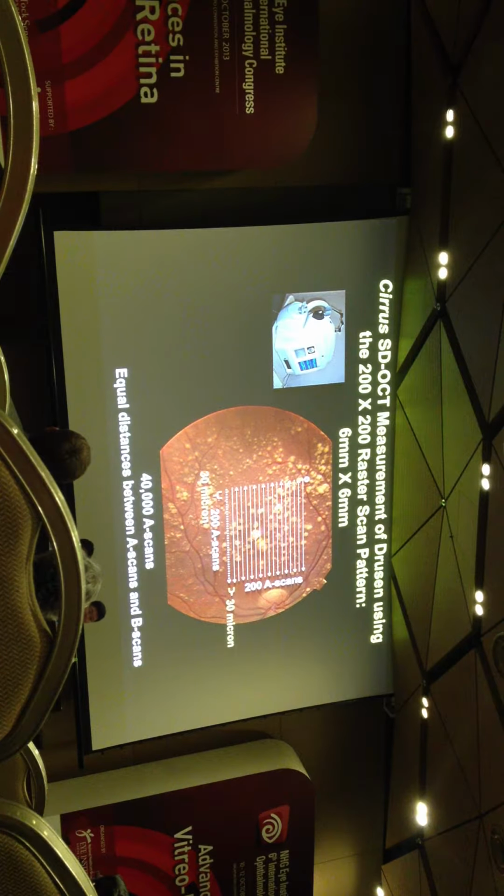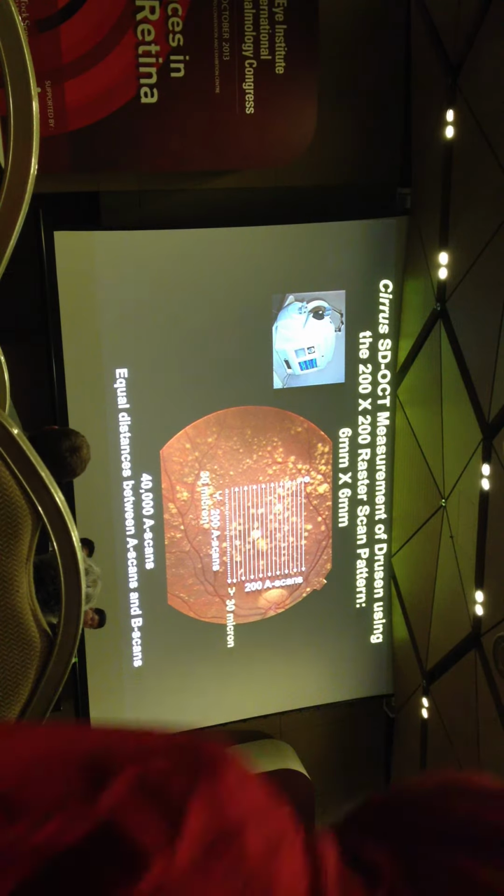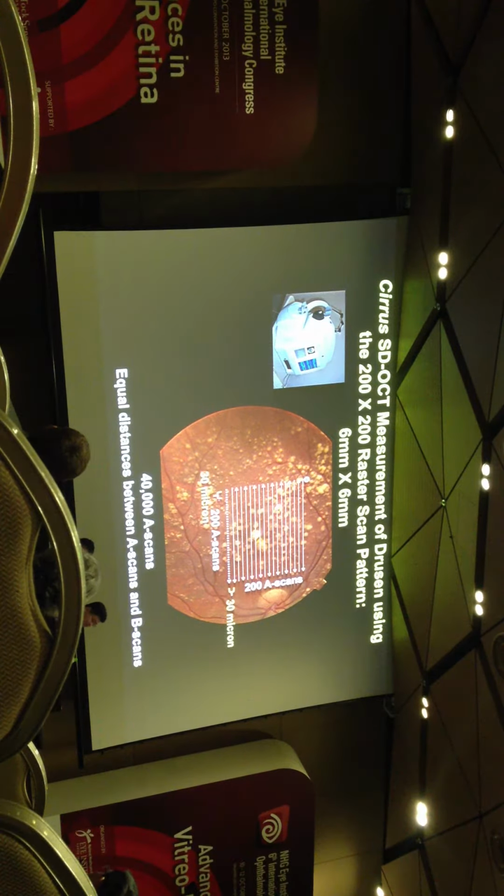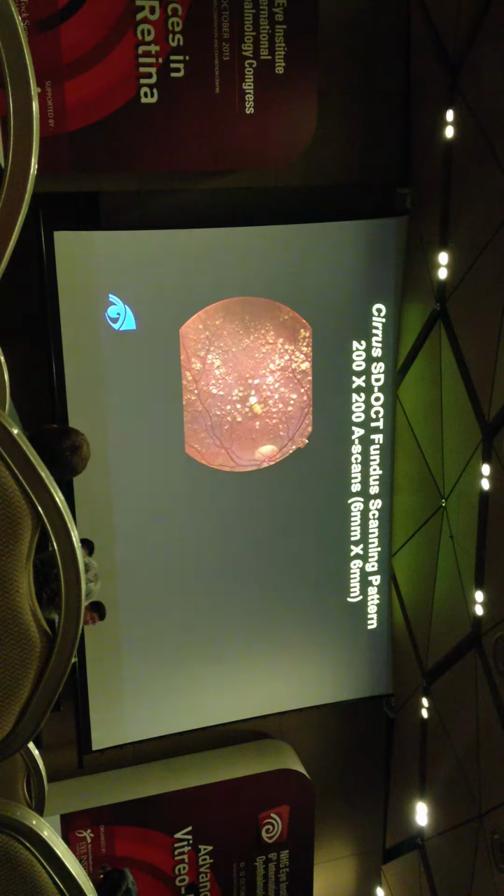So here's how our research in drusen has benefited our ability to follow patients with pigment epithelial detachments. When we perform Cirrus raster scanning, we always perform this 200 by 200 raster scan approach in which each A scan is separated by 30 microns and each B scan is separated by 30 microns. So that gives us an isodense distribution of A scans across the 6 by 6 millimeter region.